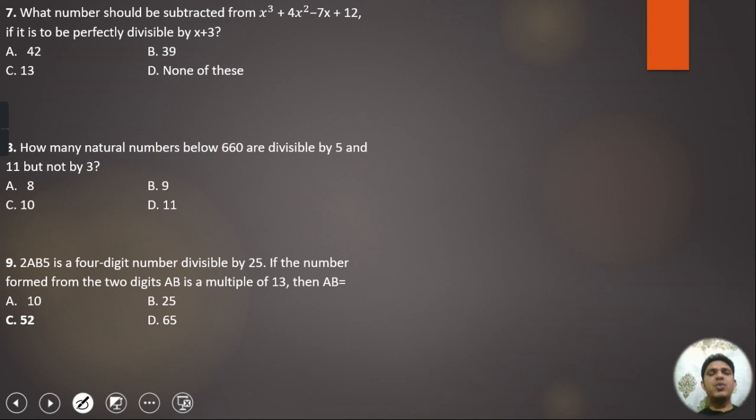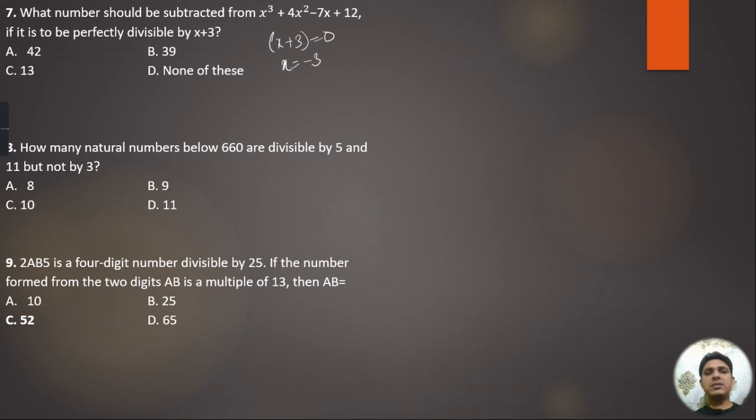Okay, if it is to be perfectly divisible by x plus 3, the meaning is very simple, that this number will have a factor x plus 3 is equal to 0. Am I right? That means the value of x should be x is equal to minus 3, right? That means if we put the value of x as minus 3 here, we will get the number that is to be subtracted from this number, so that it is perfectly divisible by x plus 3.